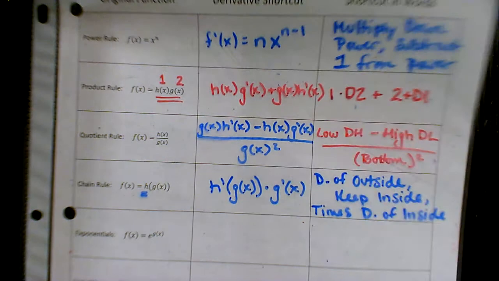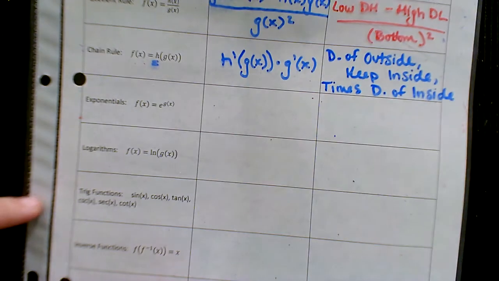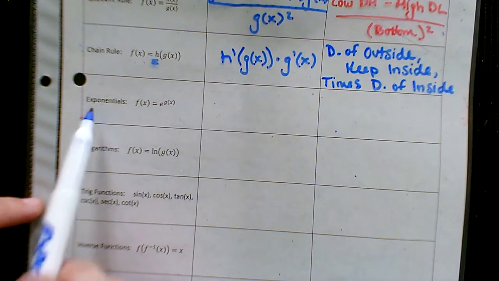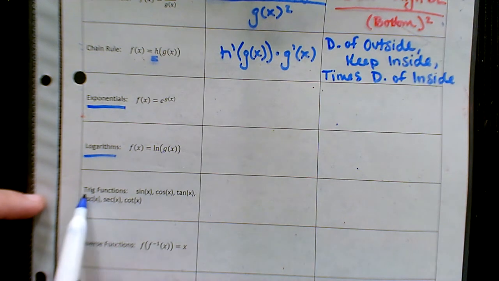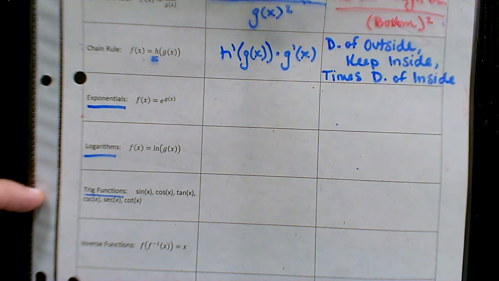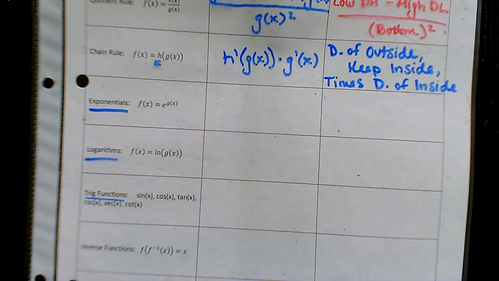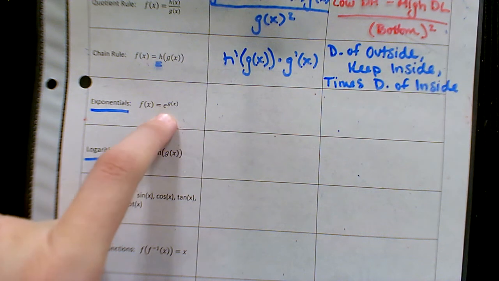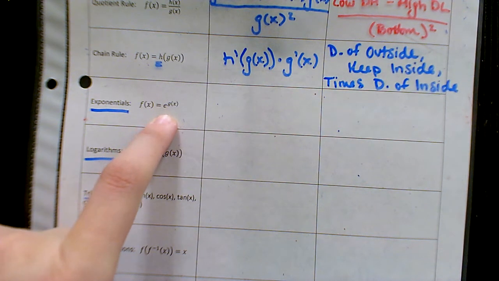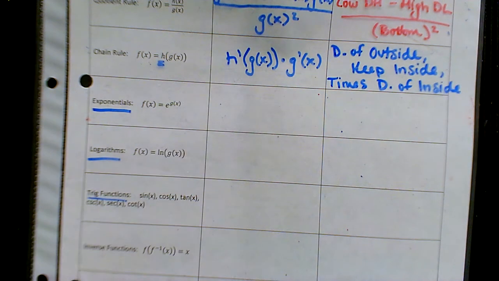Then we got to more specific derivative shortcuts for particular functions, like exponential shortcut, logarithm shortcut. We had trig function shortcuts. So these are the ones that we just have to know, like this is how they always look. So what about an exponential function? How would you find the derivative of e to some power?